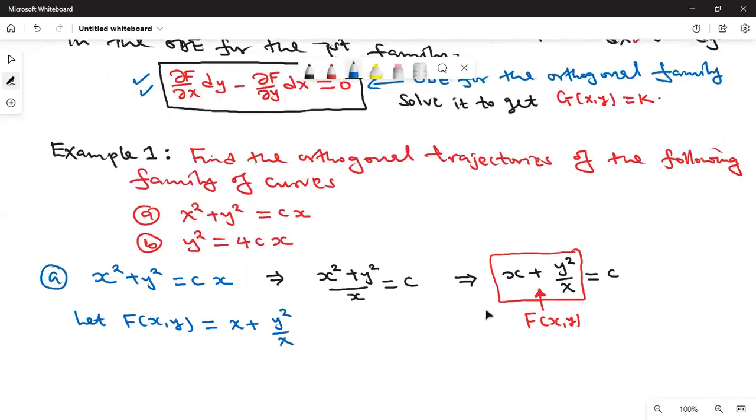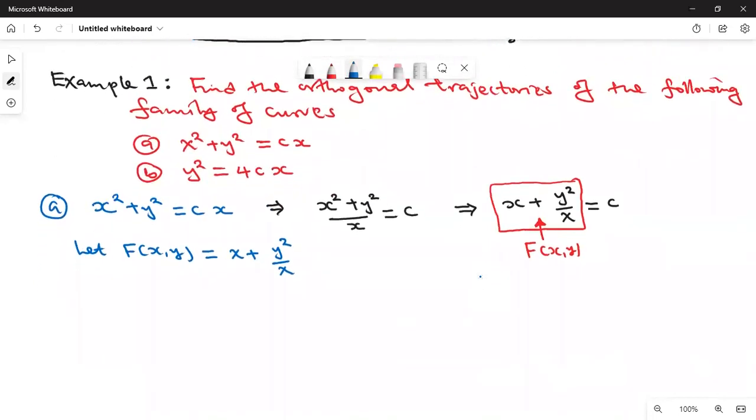Now I need to find the partial derivatives of f. So you can write partial f with respect to x. Remember, you assume that y is constant, so this will give us 1 minus y squared over x squared. Another one is partial f with respect to y. Now you keep x constant, so we are going to get 2y over x. We only differentiate the y's.